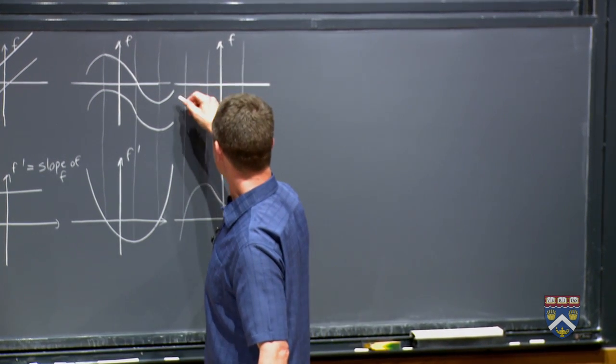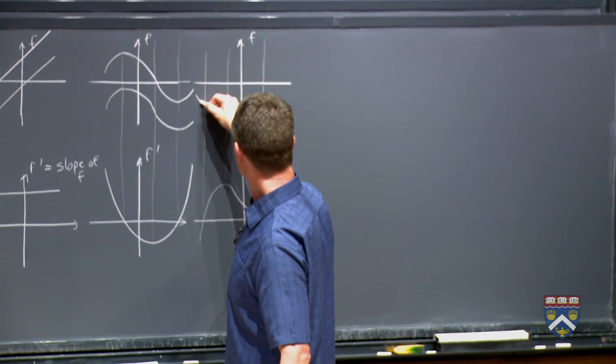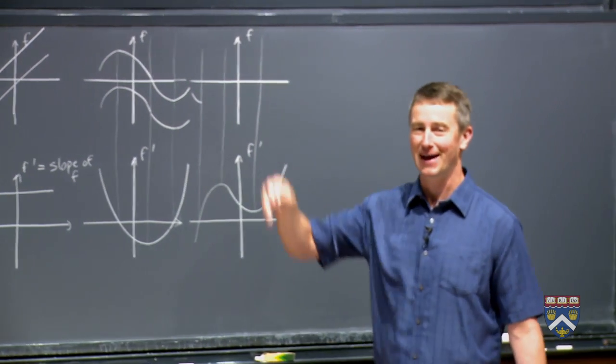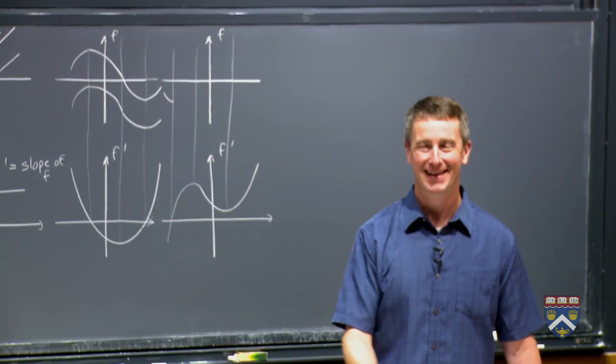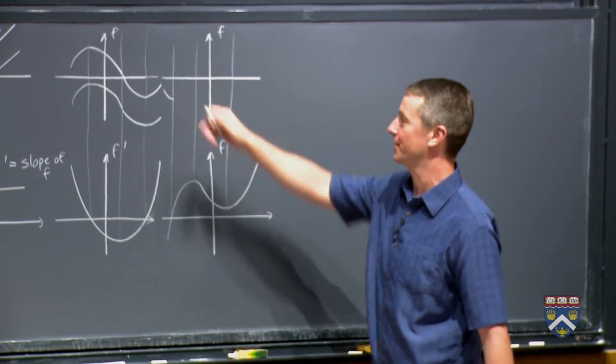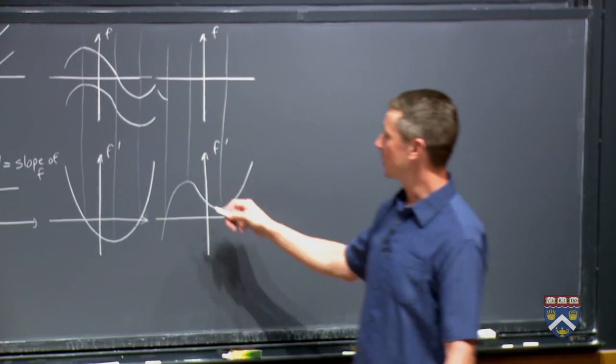So f is starting somewhere here, let's say, decreasing. Did I say decreasing concave down? I drew decreasing concave up in the air, so I meant to say decreasing concave up, which is what we're drawing here. Now what do we know about f prime?